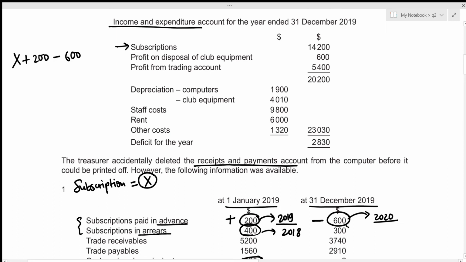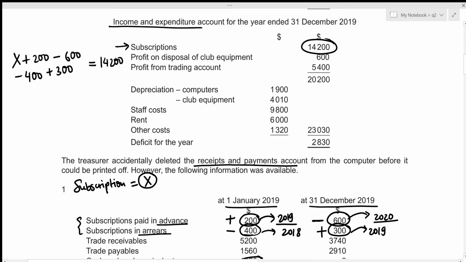Whereas if we're talking about subscription in arrears for 31st December 2019, this is the subscription amount yet to be paid for the year 2019. So this value of 300 is associated with this year, which means that this should be included, whereas this value of 400 is associated with last year, which means this value should not be included. So that's subtraction. So minus 400 and plus 300 will result in the value of the subscriptions to be actually included in our income and expenditure account, which we already have as 14,200.